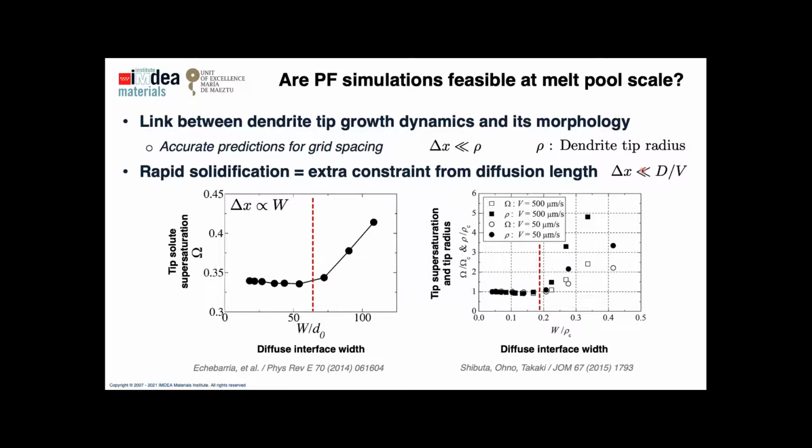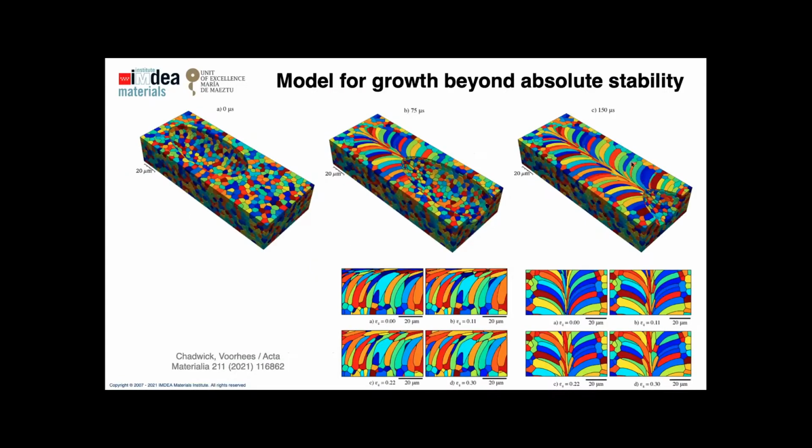Now let me illustrate one last example of something that's out there in the literature. In the case that you don't want to model all the dendrite tips, there's a study done by Peter Voorhees' group, published recently, with beautiful videos. They consider: what if we want to model an alloy under conditions that we know are already beyond absolute stability? So we will have a planar interface no matter what.